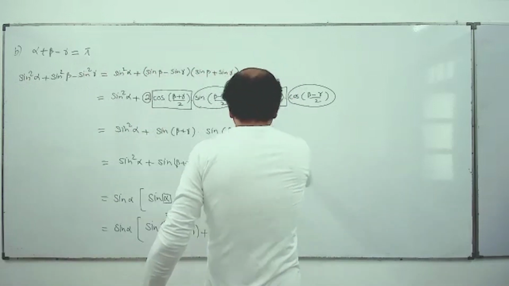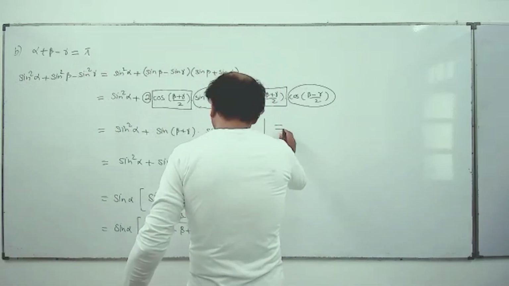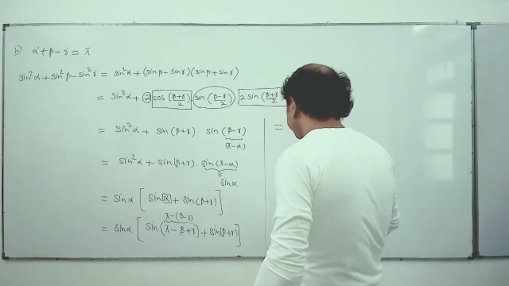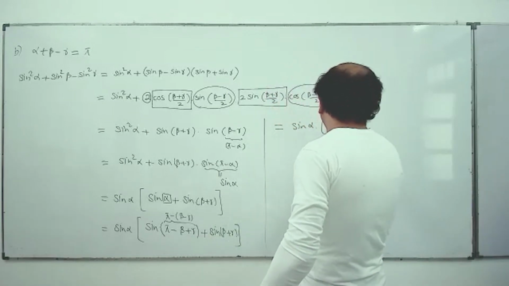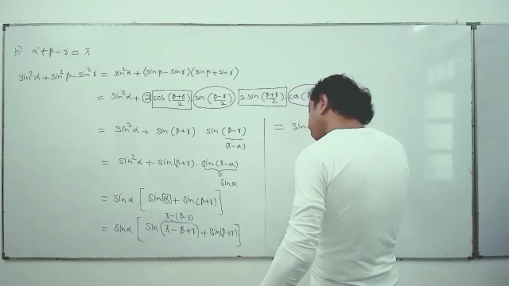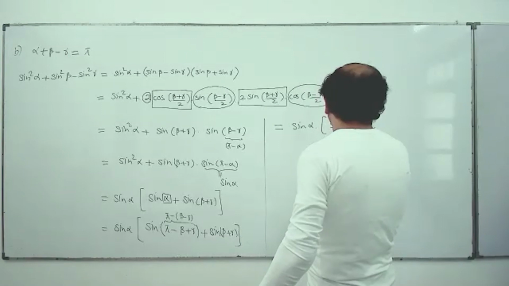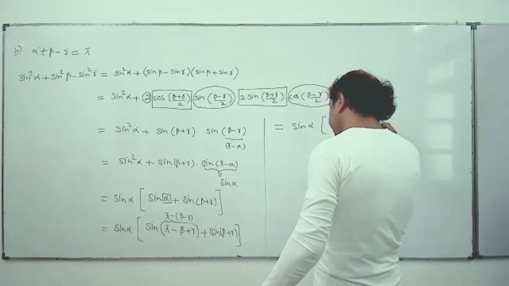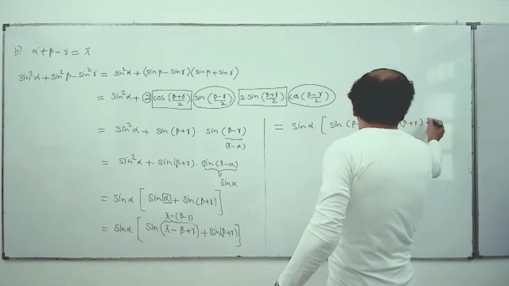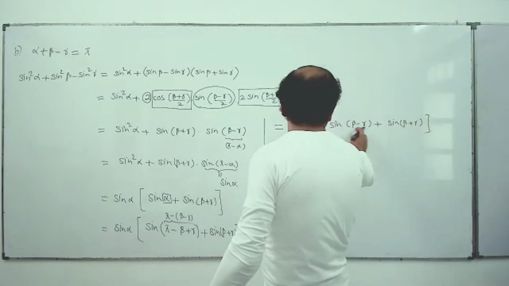Can I write that here? Equals sin alpha times sin of 180 minus beta minus gamma, which means sin beta minus gamma, plus sin beta plus gamma. Now apply the C D formula again.